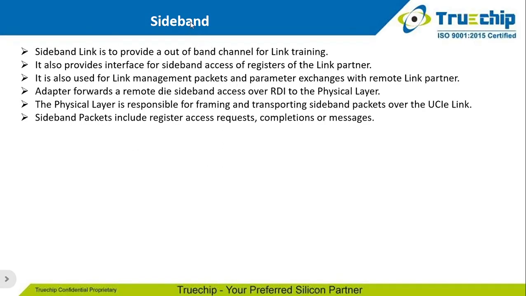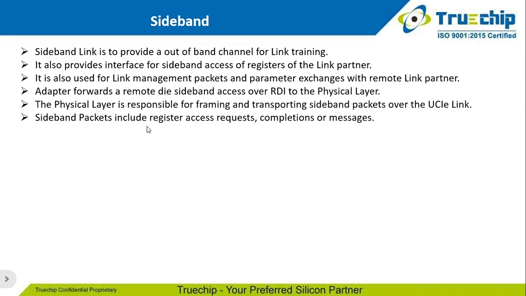So let's have a look at sideband packets. The sideband link provides an out-of-band channel for link training. It also provides an interface for sideband access of registers of the link partner. It is also used for link management packets and parameter exchanges with the remote link partner. The adapter forwards a remote die sideband access over RDI to the physical layer. The physical layer is responsible for framing and transporting sideband packets over the UCIe link.